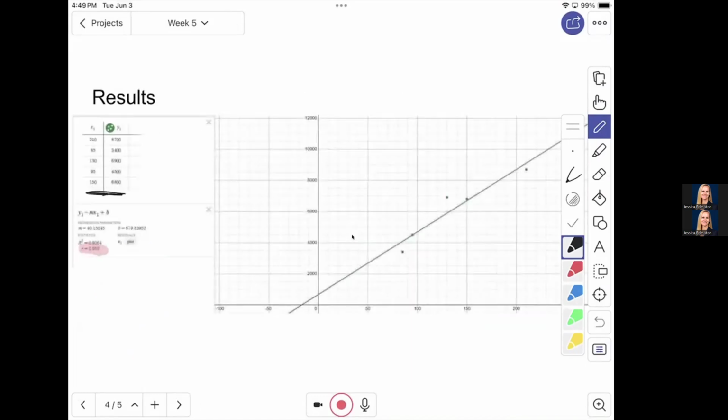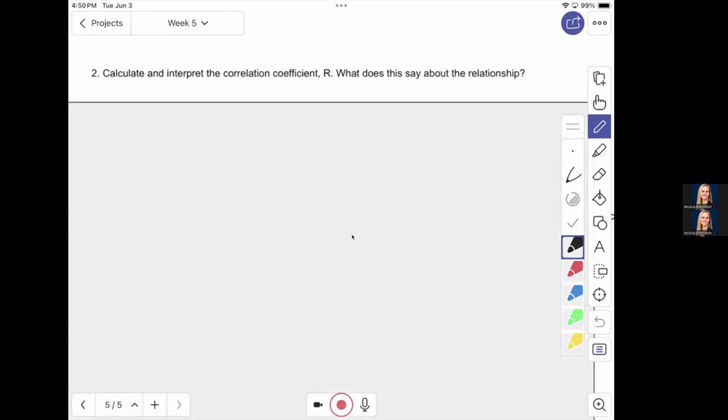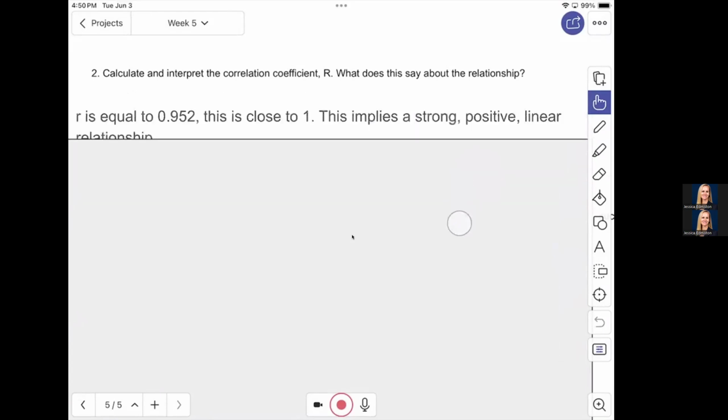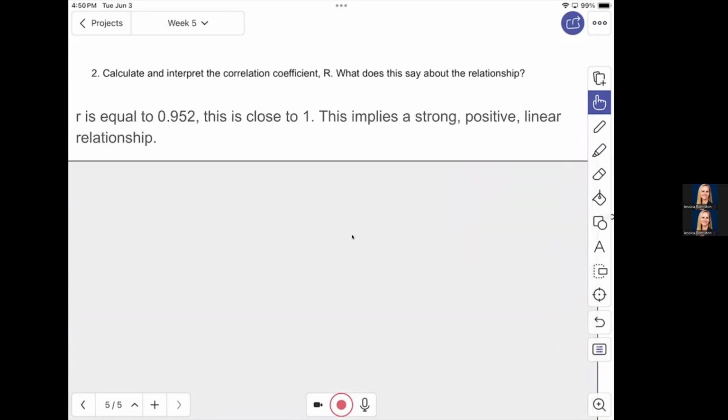Okay, so in our case, we have a 0.952, right? So that is answering the second question, because the first question was to make the scatter plot. So calculate and interpret the correlation coefficient R. What does it say about the relationship? Well, in my case, R is equal to 0.952. This is close to 1. This implies a strong positive linear relationship. All right. And for your assignment, you're going to have to figure out what R is and decide what kind of relationship it has.